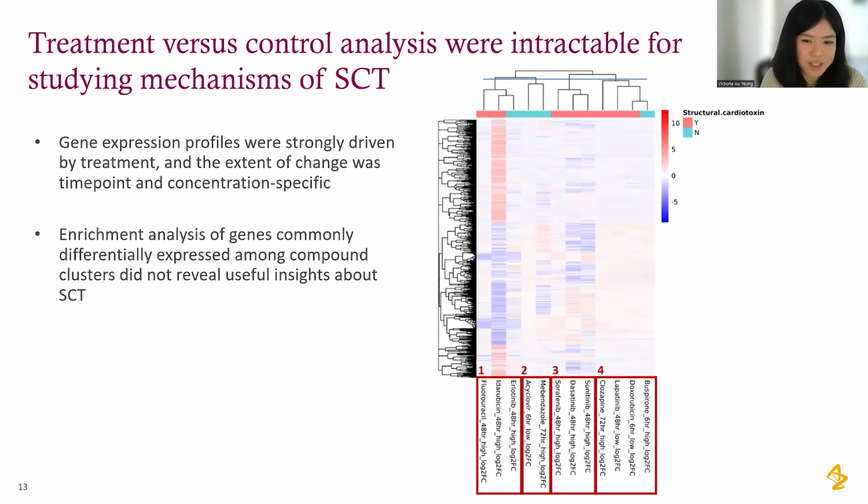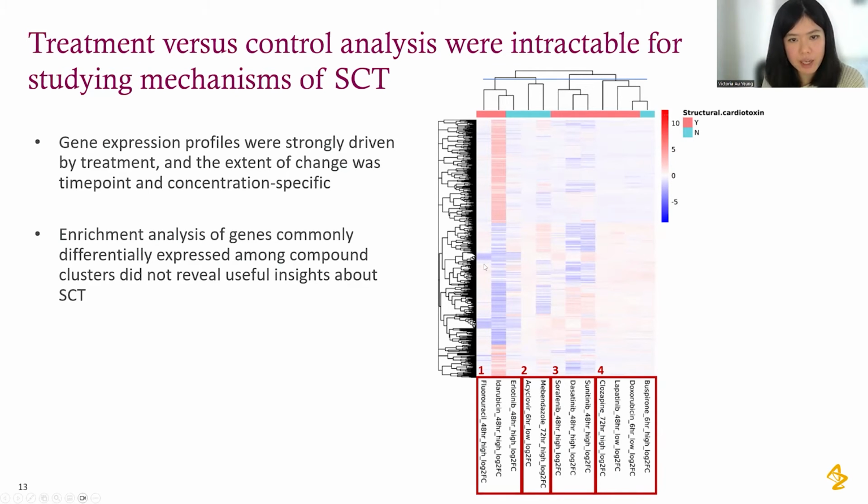Unfortunately, it wasn't quite as clear-cut as that. So what you can see here is a heat map. And for this analysis, we only took the treatments which gave us the largest number of differentially expressed genes for each compound. So these are the treatments that you see along the columns in our heat map.